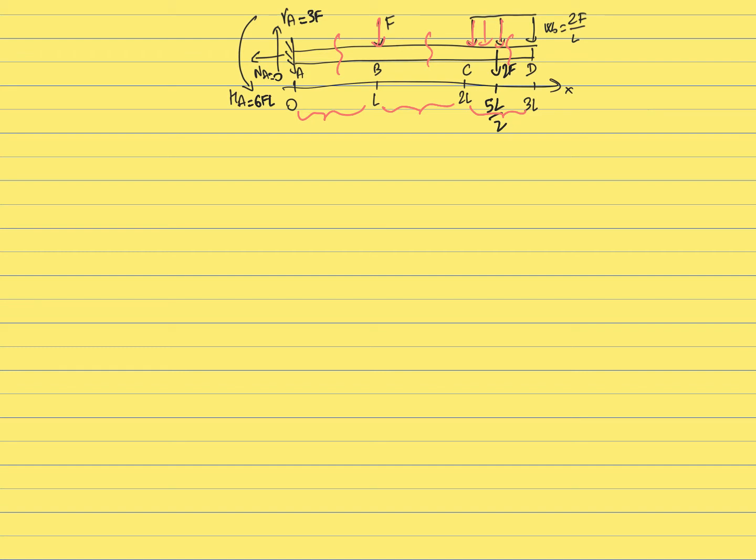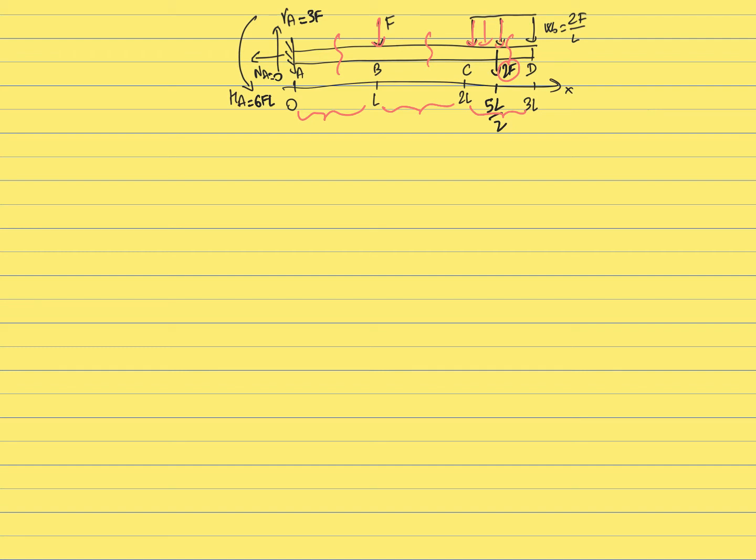One thing to note is that we don't need to worry about the position 5L over 2. If you cut either slightly before or slightly after 5L over 2, that makes no difference, because the force applied at 5L over 2 is a fictitious resultant force. It's the resultant force of the distributed load. So it makes no difference whether you cut the beam before or after this position, because this force is not real. The force at 5L over 2 is not a real concentrated force. It's just the resultant of the distributed load.